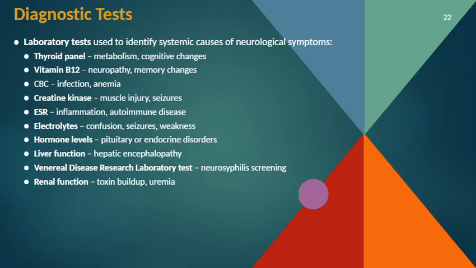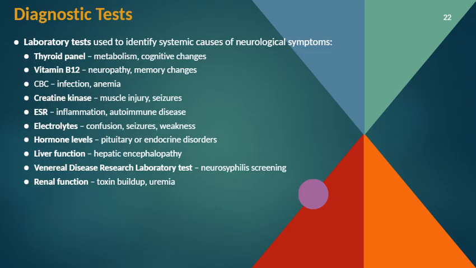A complete blood count, or CBC, helps identify anemia or infection. Anemia can reduce oxygen delivery to the brain, causing fatigue, dizziness, and cognitive changes. Elevated white blood cells may indicate infection, including meningitis or systemic infections that can affect mental status, especially in older adults. Creatine kinase, or CK, is a muscle enzyme that rises when there is muscle breakdown.